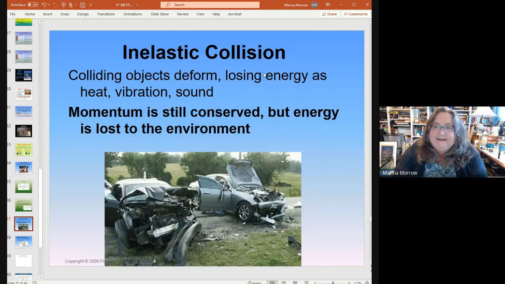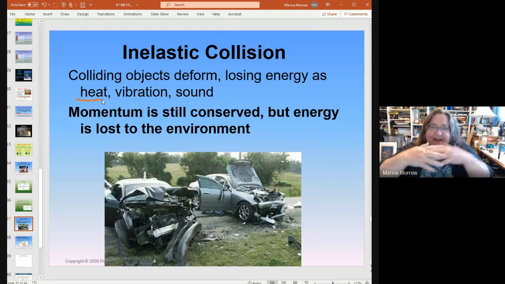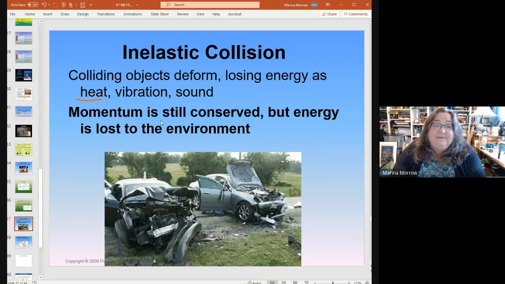Now an inelastic collision is when you have an object that is colliding and momentum is conserved, but the energy isn't. These objects deform, they lose energy as heat as the pieces rub past each other or change shape. The energy gets lost as vibration or sound. And so in the end, momentum is still conserved at the moment of the collision. It's transferred to the other object often, okay?